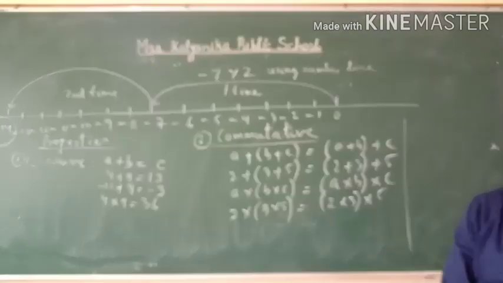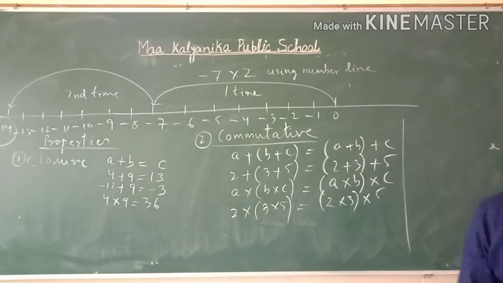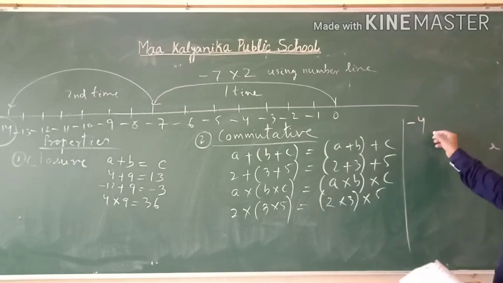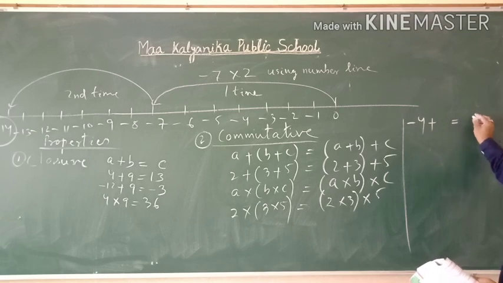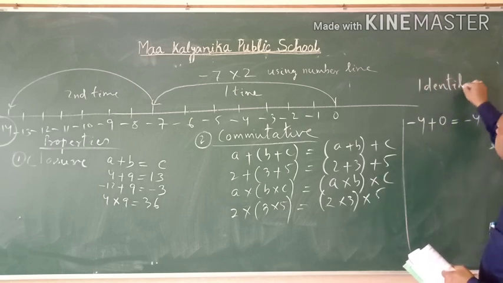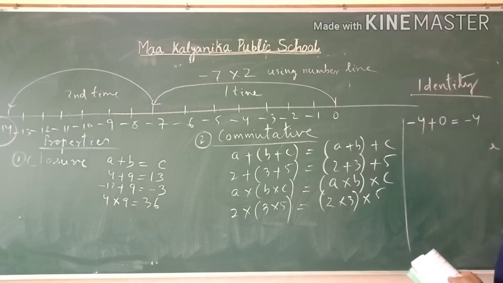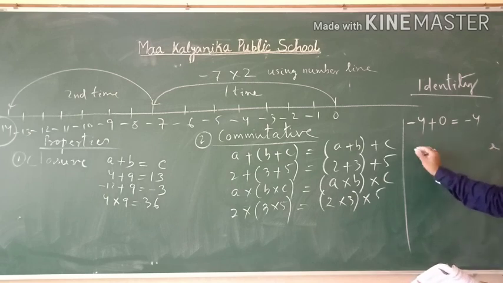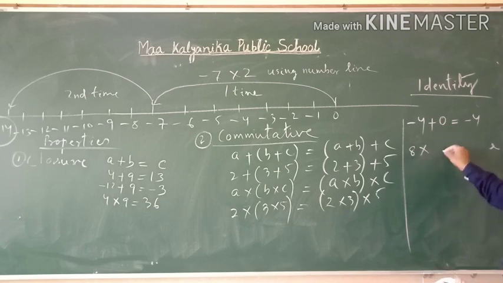What is identity property? Let's see one identity property. Which number, if you add it to -4, gives the same number, -4? If you add 0, this is called the identity property. -4 plus 0 will be -4. So this is the identity property. Now in the case of multiplication, how is it applied? 8 into how much will you get 8? 8 into 1 will be 8. This is the identity property of multiplication. This is for addition, this is for multiplication.